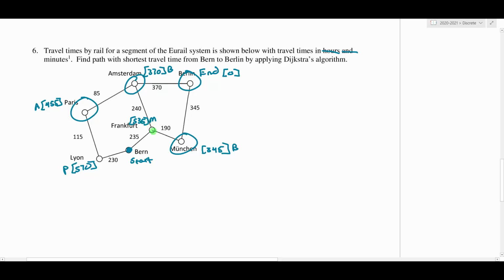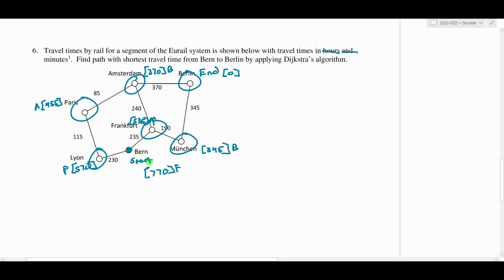I've got 3 edges coming into Frankfurt. 2 of them go back to visited cities, so I only need to do this one to Bern, which is where we're trying to get to. All right, so we do 535 plus 235, which is 770, coming from Frankfurt. And then we'll consider that one done. All right, we have 1 left. That's this train coming from Lyon. So we got 570 plus 230, so that's 800. That's longer than what we have here, so we're not going to replace it. So Lyon is done, and now we have our time.